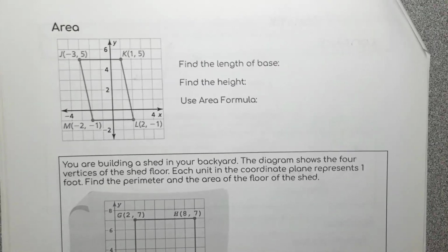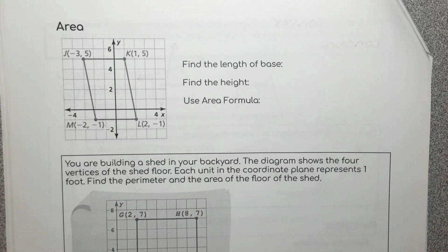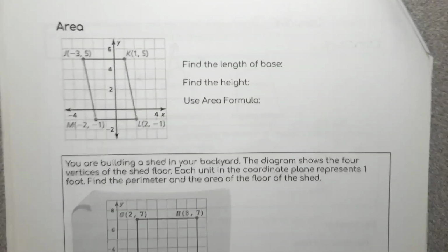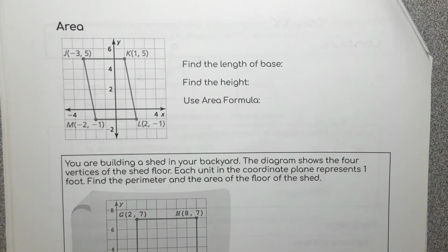Alright. This is the last page we have to do, and there's only 2 questions on it. So it says we are now going to find the area of this shape based on the graph. So we have to find the length of the base, we have to find the height, and then we have to find the area. What type of shape is this? This is a parallelogram because the sides are angled.